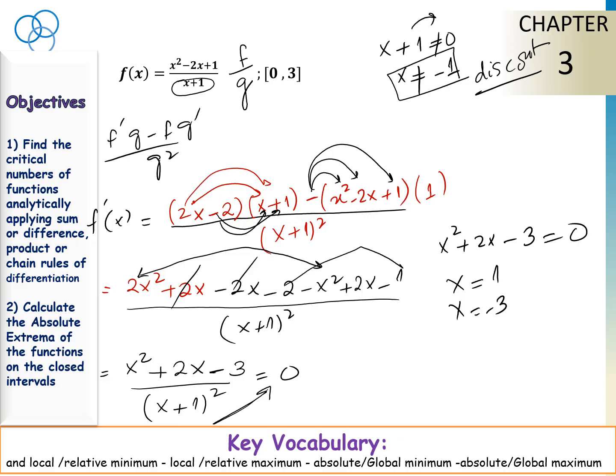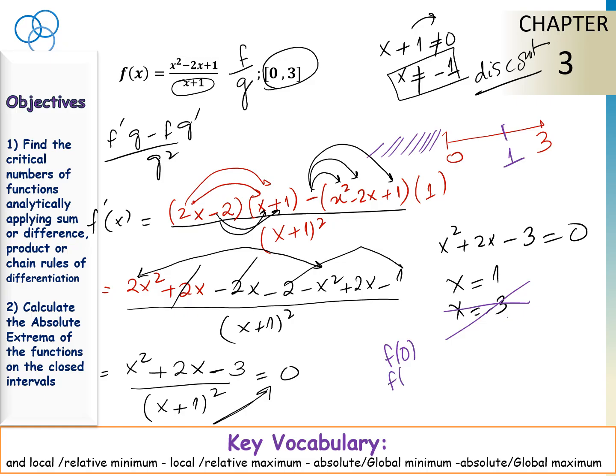Now write one by one in the calculator. But before that, see, your closed interval is 0 and 3 over here. So here it is 0, here it is 3. And 1 comes in between the closed interval. The negative 3 is somewhere out of the closed interval, so we will not take this one. So we will evaluate our function at 0, at 1 and at 3. Replace one by one in our original equation and get the answer.